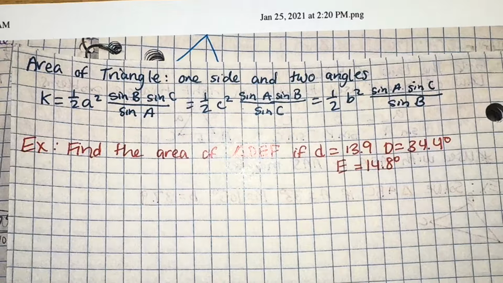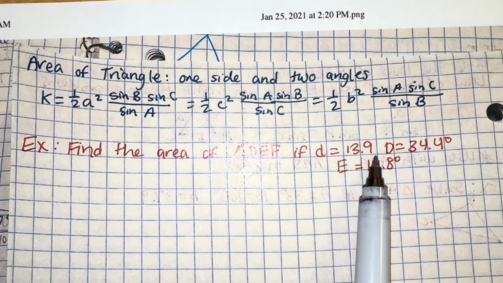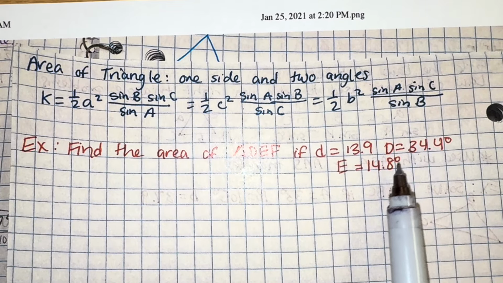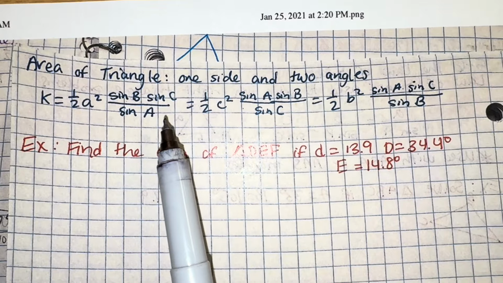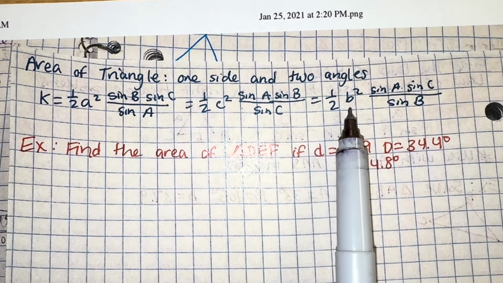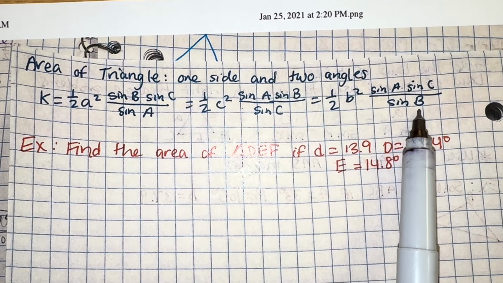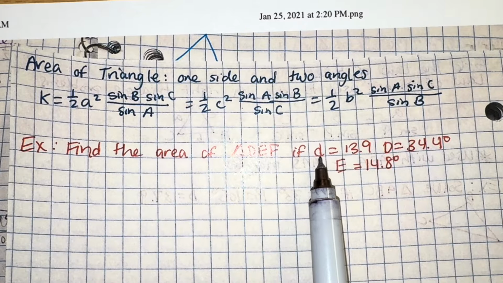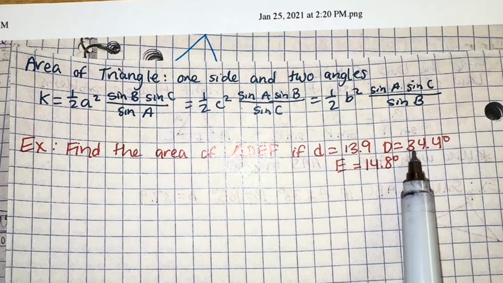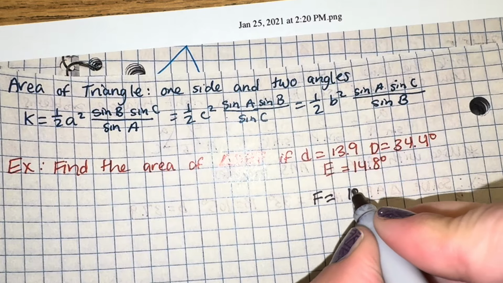Okay. All right, so I have a problem here to find that area. It says find the area of DEF if D equals 13.9, so one side, and here are my two angles. These equations don't really matter which one you pick. The biggest thing that matters is that you notice that this side matches the sine of the same angle, the corresponding angle on the bottom. So that means this would be our side, this would be our sine that goes on the bottom. So right now I don't have F.